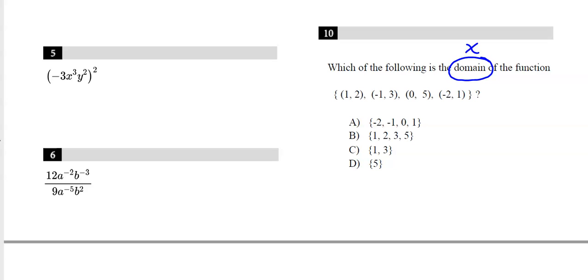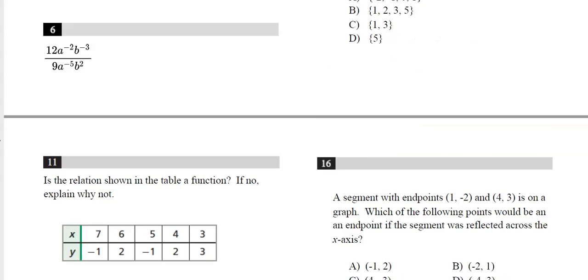Remember, the domain is the x values. So I'm looking for the set with these 4 numbers in it, and it's right here, A. If you picked B, that was the range, which represents the y values. Probably the best wrong answer there.